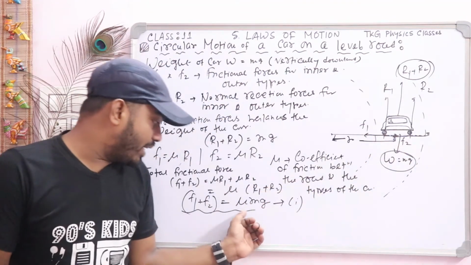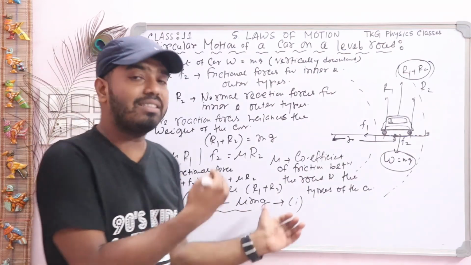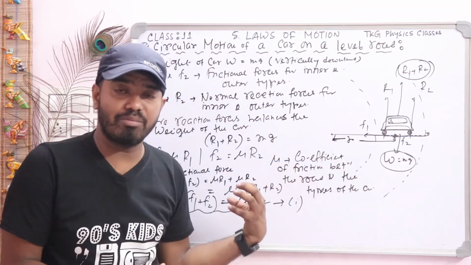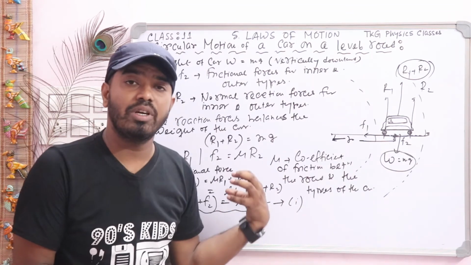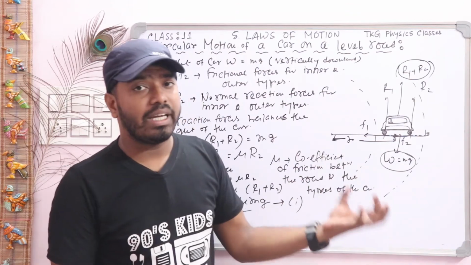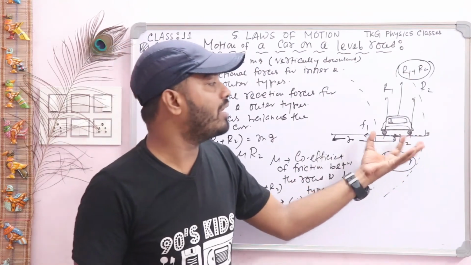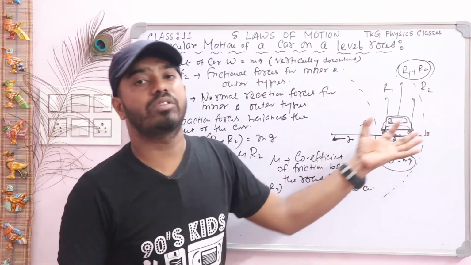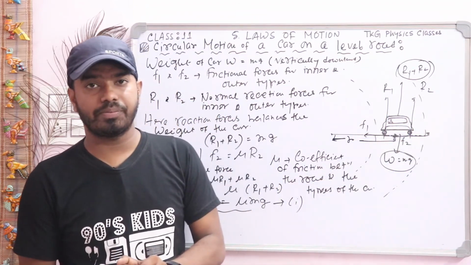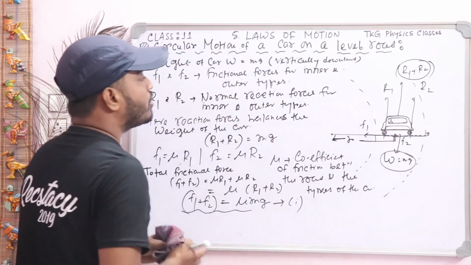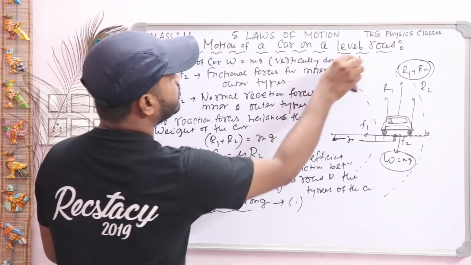When this frictional force is less than the centripetal force, that means this maximum possible frictional force is insufficient to provide the centripetal force. In that condition the car will skid. The car will skid off the road. So that is the condition for which the car stays on the road.